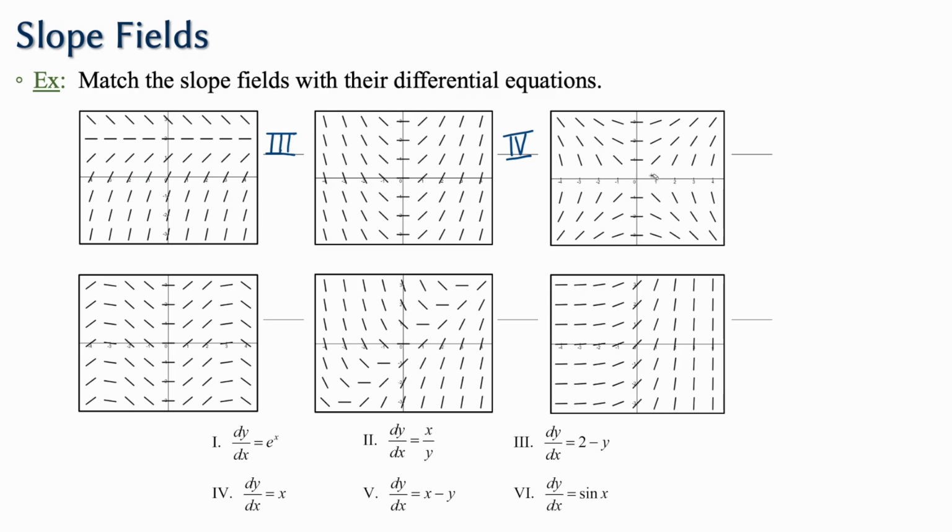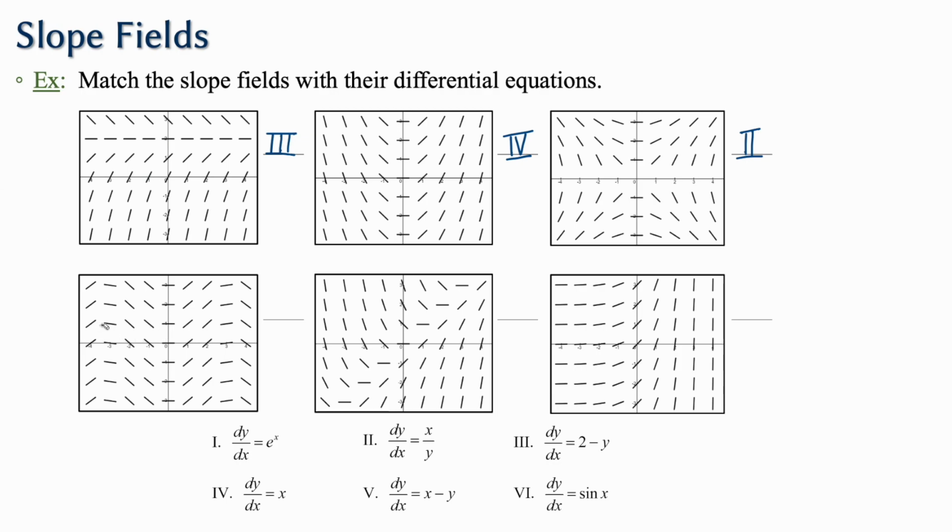Now in this one, the one thing that jumps out at me is there are no slope values along the x-axis, or when y is equal to 0. So I think this would be number 2, because clearly y can never be 0. It gives you an undefined, non-existent slope. So in this case, I think it's clearly going to be differential equation number 2.